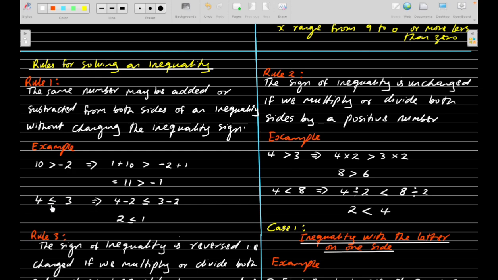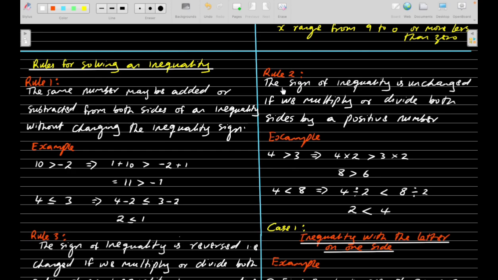We can also have another example. If you are given 4 less than or equal to 3, this implies that if we subtract 2 from both sides, that is 4 minus 2 less than or equal to 3 minus 2, we are going to have 2 less than or equal to 1, of which your inequality sign still remains the same.